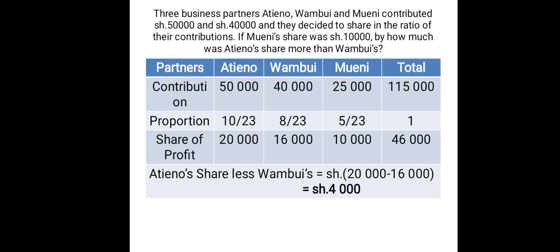Now we can see the contributions: Atieno, Wambui, and Mweni. In the question I omitted something, but let me clarify. Contribution: Atieno was 50, Wambui 40, Mweni 25. Now the proportion of what they should share is Atieno 10 over 23, Wambui 8 over 23, and Mweni 5 over 23.